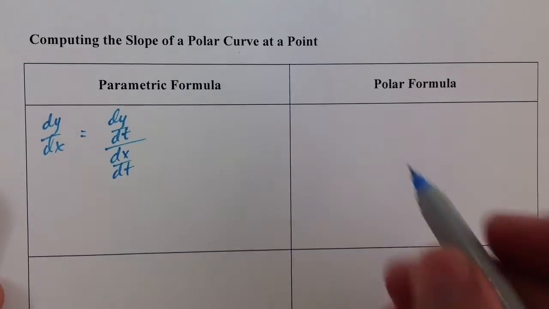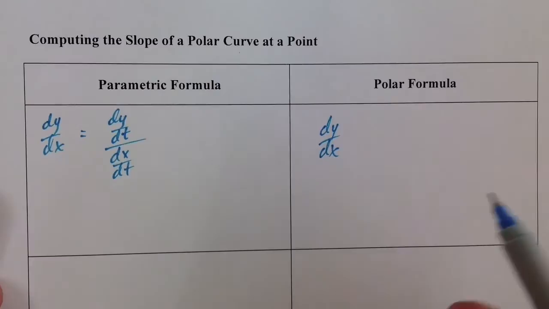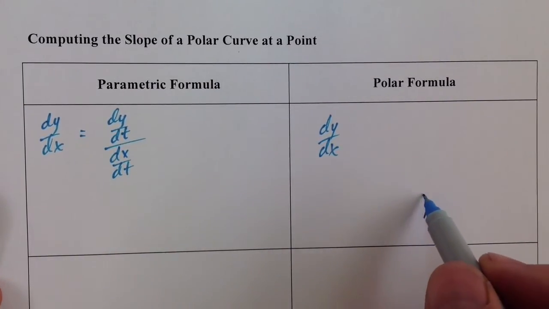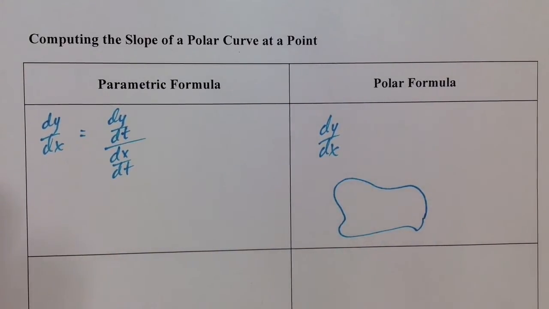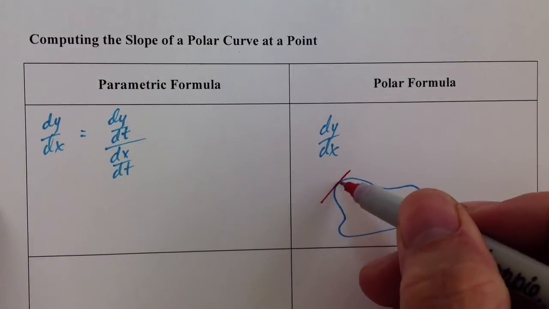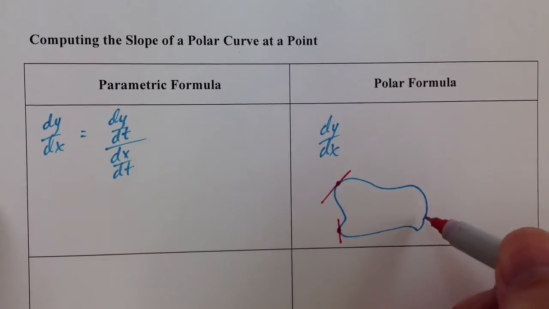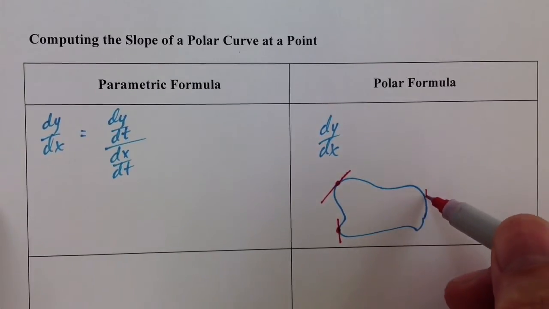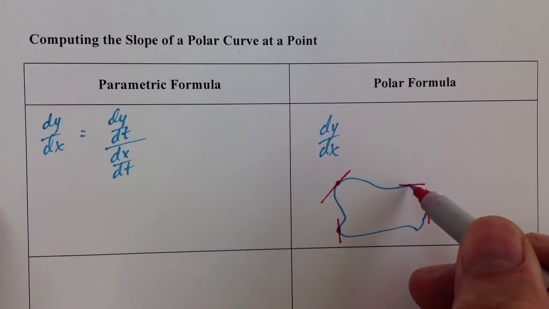Okay, well, in polar, we have the same idea where we have a dy/dx. In other words, we've got this polar curve out there in the middle of nowhere, and it comes around like that, let's say. And everywhere along the way, you could draw a tangent line to the curve at any certain point. Sometimes the tangent line is nice and smooth. Sometimes the tangent lines are vertical, so the derivative wouldn't exist. Sometimes the tangent lines are horizontal.